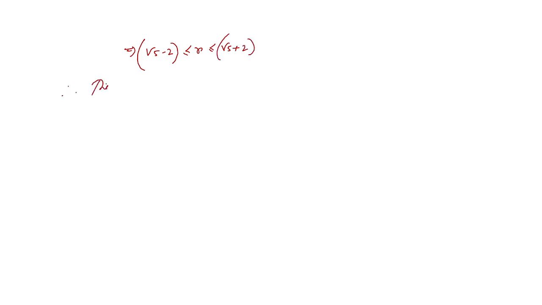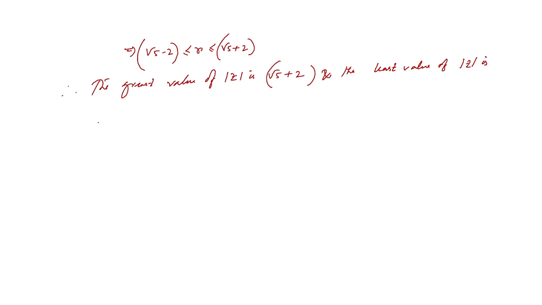So therefore the greatest value of mod z is root 5 plus 2 and the least value of mod z is root 5 minus 2.